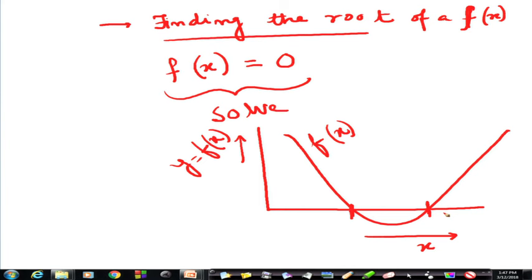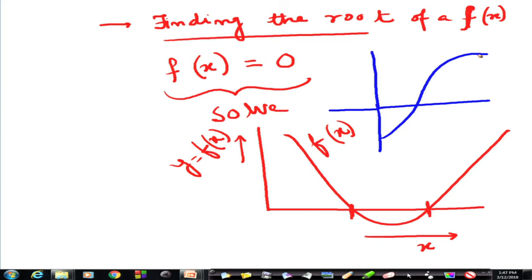Another function could be something like this, just like this, where I have got one root. This is the point where f(x) equals 0, all right. So, one of the major problems is finding out the root of a function, or we will say, in general, the root of a polynomial.